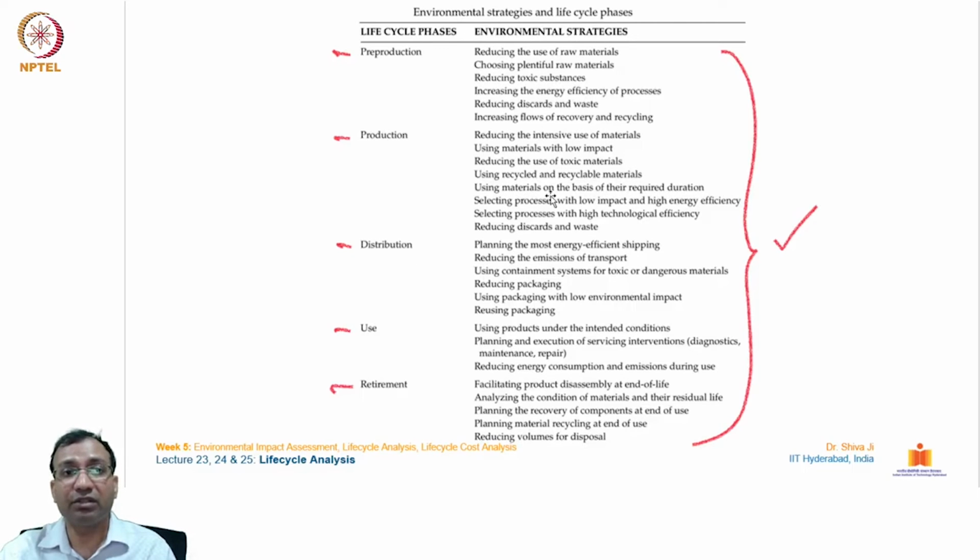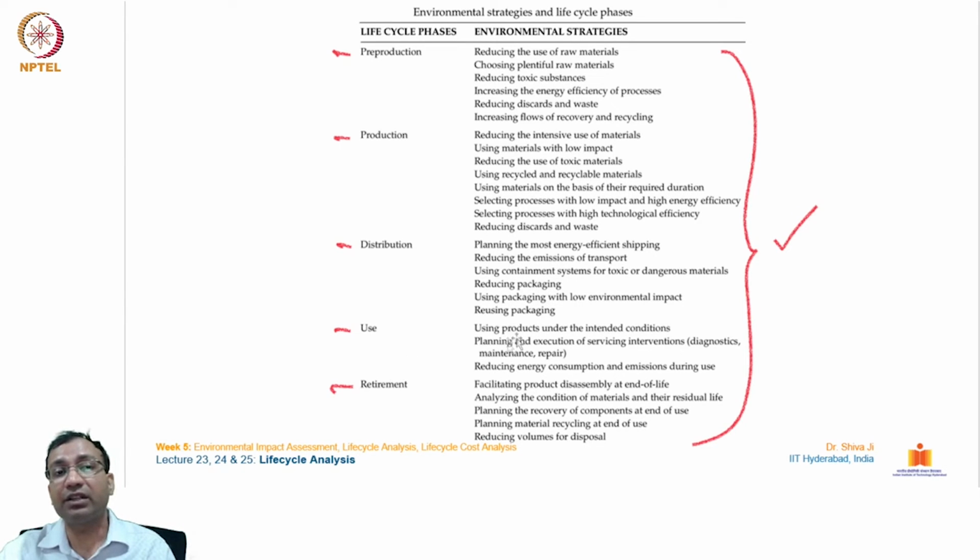So we can go for using materials on the basis of their required duration, like how much life is expected out of that packaging material. It should be designed to last only a little more than that, or maybe twice that, not more than that, because otherwise it is going to live somewhere in the ecosystem, and it will keep creating trouble for the ecology. We can go for selecting processes with low impact and high energy efficiency, with high technological efficiency. We can go for reducing discard and waste. We can go for even behavioral changes also.